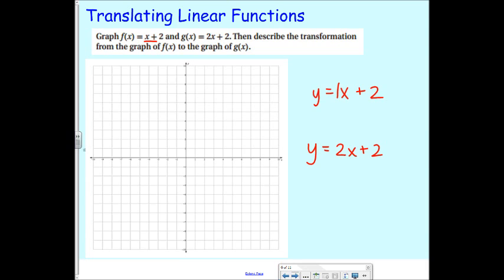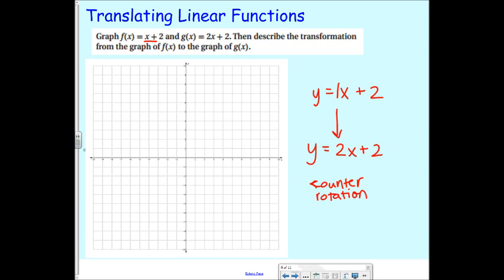And then here's my second one, y equals 2x plus 2. So is that a translation or a rotation? Rotation. Did it go clockwise or counterclockwise? Counter. This went counterclockwise because the slope got bigger. So slope got bigger, so it is counterclockwise rotation. And I'm going to abbreviate that, just counter is fine. All right, counter rotation.